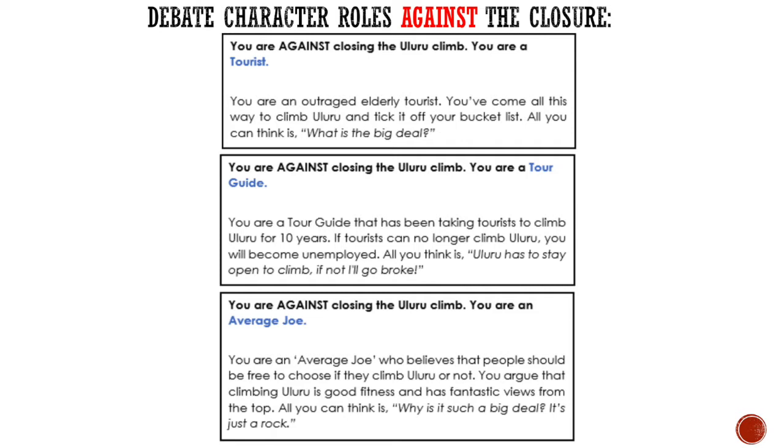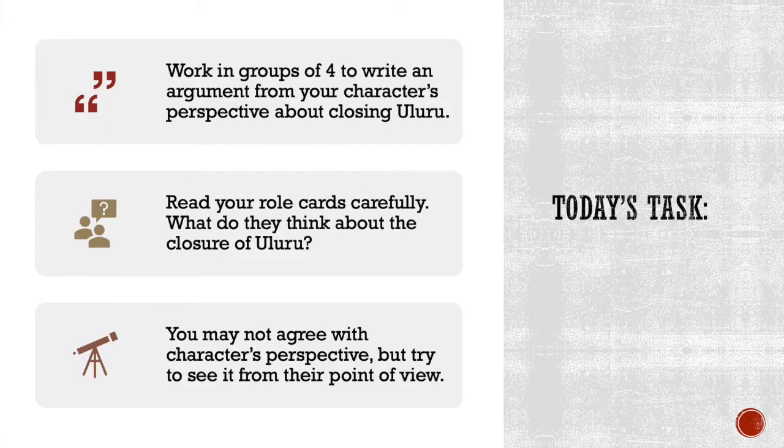I would then provide each group of 4 with a role card, which would have, if they are for or against the closure of climbing Uluru, the character, and then a small description about that character. After all groups were provided with a role card, I would then explain to students what their task will be by saying something like, your task today is to work in your groups to write an argument from the perspective of your group's character. So not your perspective, but your group's character.